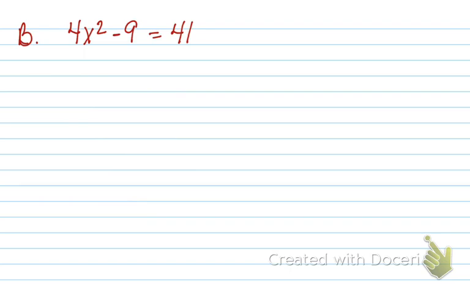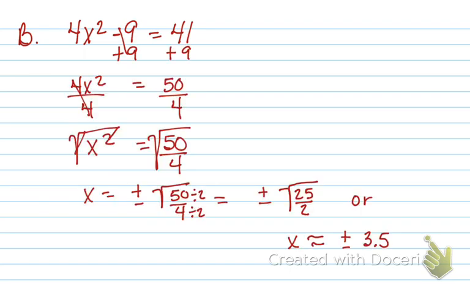Pause the video and then come back and check. All right, when I solve this one, and I get it all by itself, I get down to the bottom, x squared equals 50 over 4. So I can then take the square root. I have x plus or minus the square root of 50 over 4. That's not as simplified as I could get it. So I simplified my fraction underneath my radical sign. So I have 25 divided by 2.